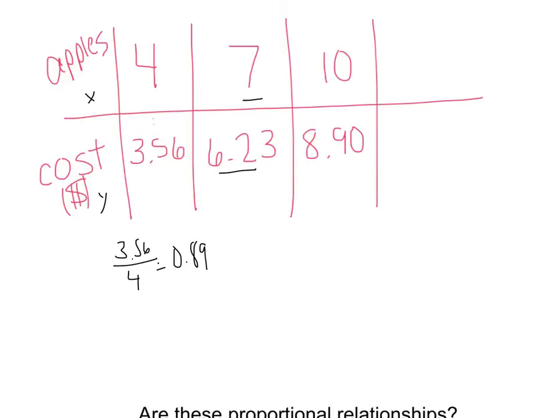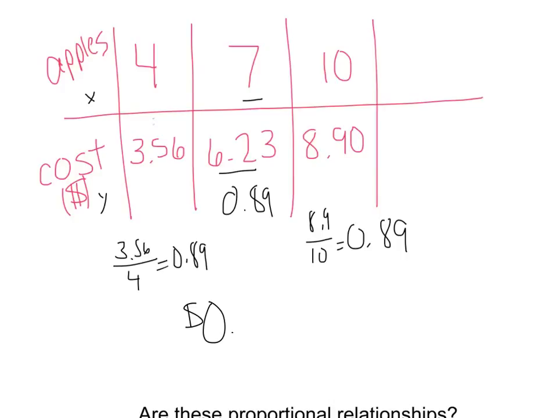6.23 divided by 7, and I get 0.89. And here I do 8.9 divided by 10, and I get 0.89. So in all three cases, when we divide our y by our x, we get 0.89. So it is a proportional relationship. And in this particular problem, it means that it's actually 89 cents per apple.